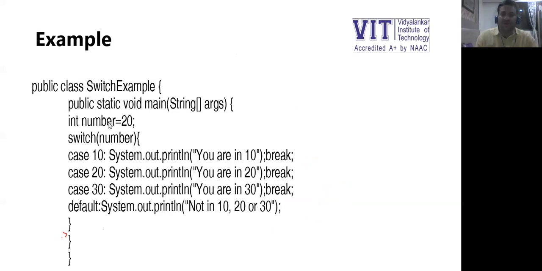So here we have number is 20, so it will be switch number is 20. Is it equal to 10? No. 20, yes. Output will be you are in 20, and break. Now had it been 30, is it equal to 10? No. 20, no. 30, yes. You are in 30, and break. Now if it is 5, is it equal to 10? No. 20, no. 30, no. Default will be executed. The output would be, it is not in 10, 20 or 30. So this is how switch case looks when we have multiple options.